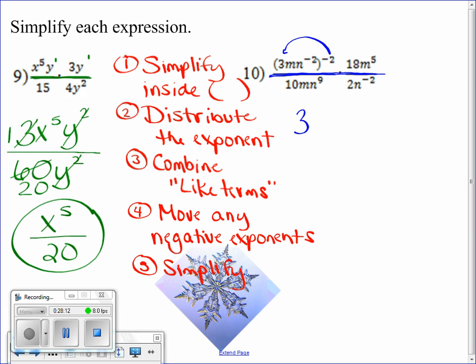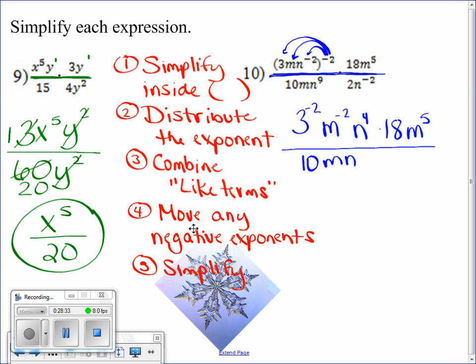So we get 3 to the negative 2, m to the negative 2, and then n to the 4th. I still have an 18, an m to the 5th. On the bottom, I got all of this stuff going on. Oop. Actually, can I put something together on the bottom? Well, hold on. I'll do one step at a time. Sorry, I don't want to confuse some of you. So the only thing I've done at this point was distribute. Okay, we'll just go one step at a time.